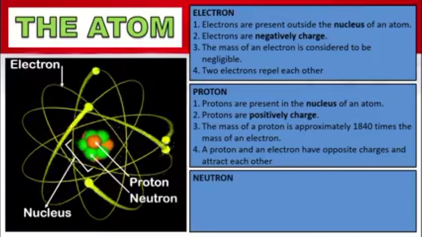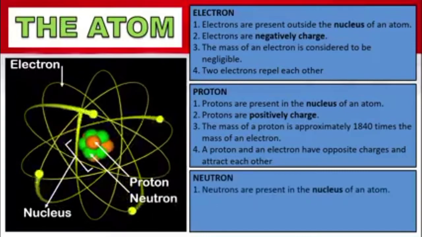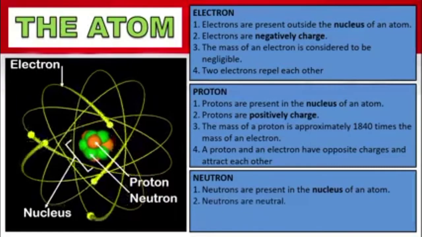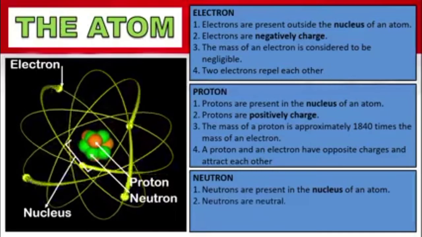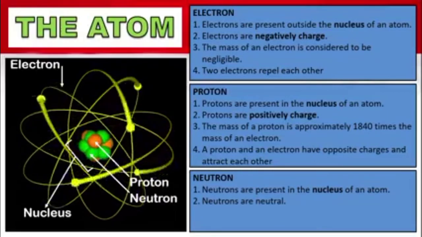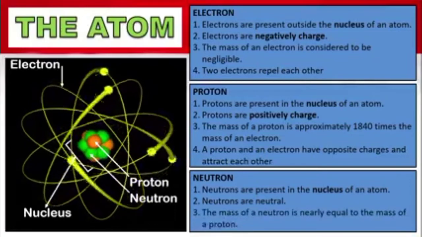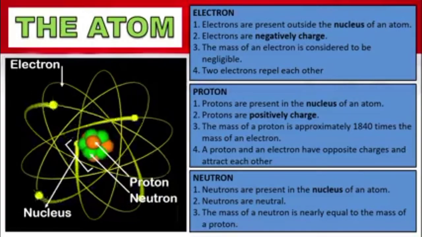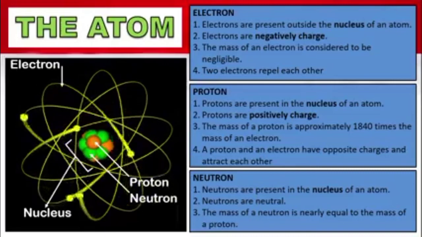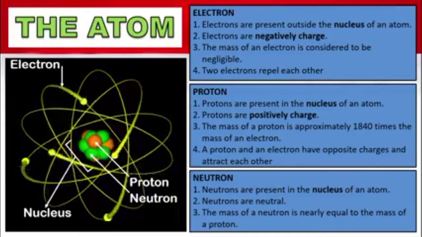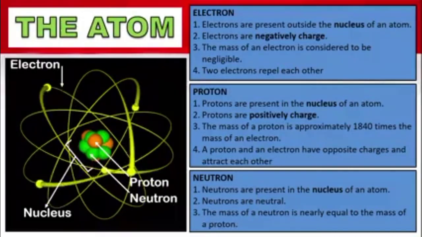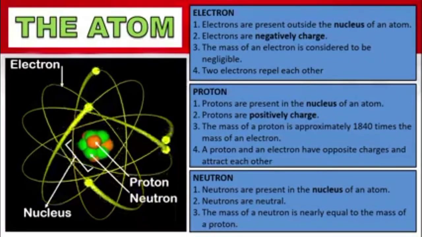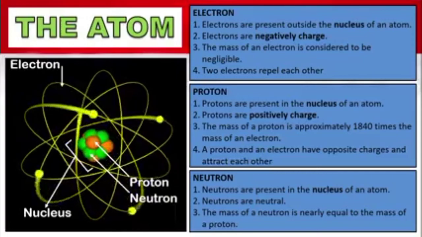Next, we have the neutron. Neutrons are present in the nucleus of an atom. Neutrons are neutral. They have a net electrical charge of 0. The mass of a neutron is nearly equal to the mass of a proton. Neutron and proton are collectively called nucleons. Neutrons bind with protons with a nuclear force. The number of neutrons determine the isotope of an element. To get the number of neutrons, you need to subtract the number of protons from the mass number.